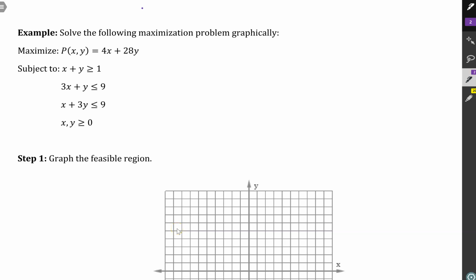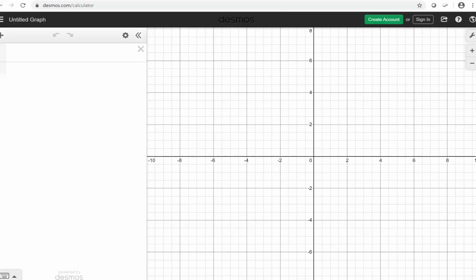In this video, we're going to solve a maximization problem graphically. However, we're going to use Desmos. So I'm going to teach you how Desmos can be a tool when solving these maximization problems. So you've done it by hand, you've graphed feasible regions by hand, and now I'm going to show you how you can start using Desmos to check your answers and to help you solve these problems. So let's jump into Desmos.